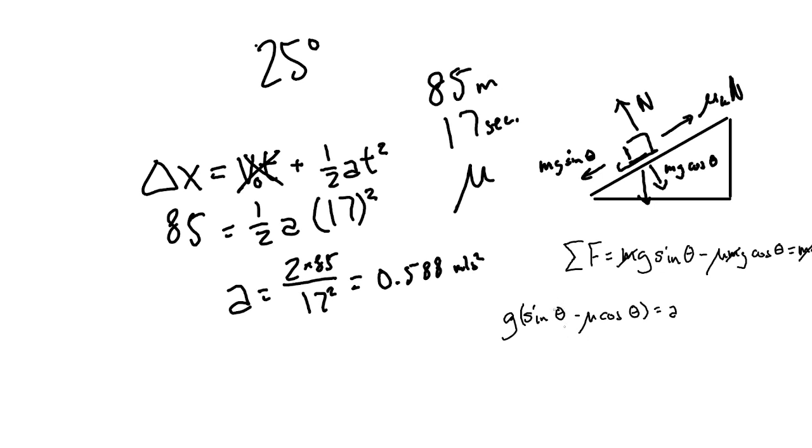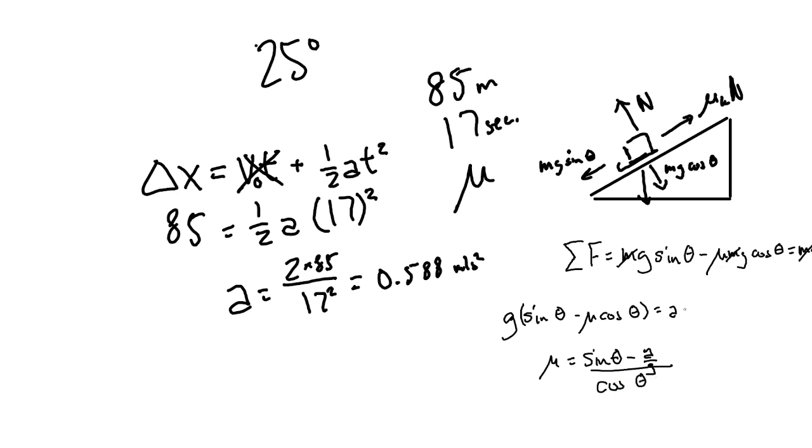We know that our theta is equal to 25. So mu is going to be equal to our acceleration divided by gravity. Wait, no, I'm doing this wrong. So we have our sine theta, right? Sine theta minus acceleration over gravity, and this is all divided by cosine of theta.